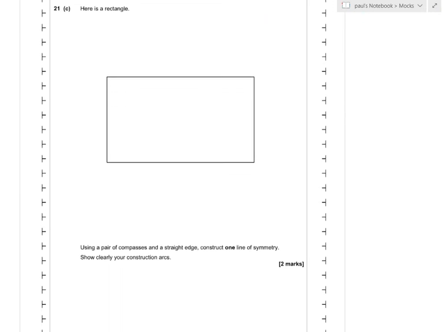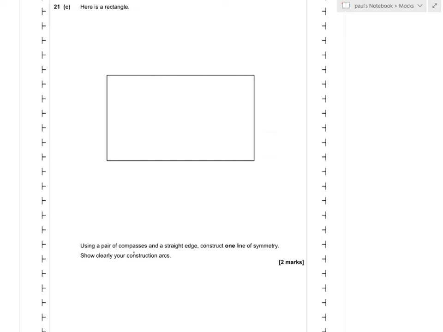Another question. Here's a rectangle. Use a pair of compasses and a straight edge. Construct one line of symmetry. Pair of compasses and a straight edge.